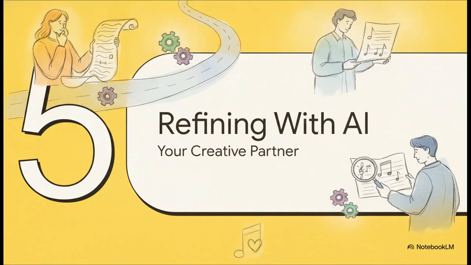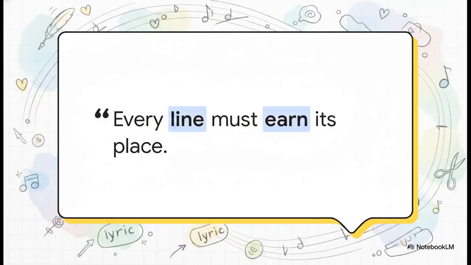Finally, we're at section 5, refining with AI partners. This is the final stretch where we pave the road for absolute clarity. We're totally shifting gears here. You're stepping out of that free-flowing creator mode and stepping directly into an objective editing mindset. Why? Because the first draft introduces the song, but revision actually reveals it. Which brings us to this brutal but necessary rule: every line must earn its place.